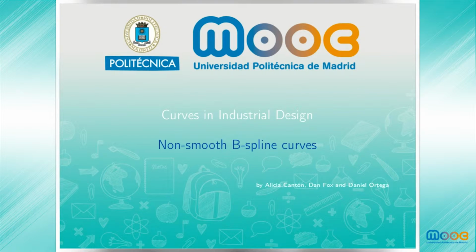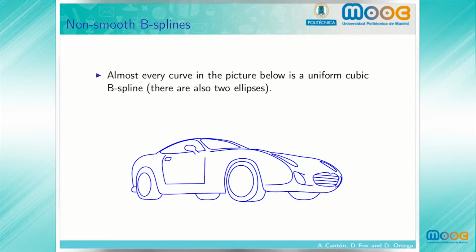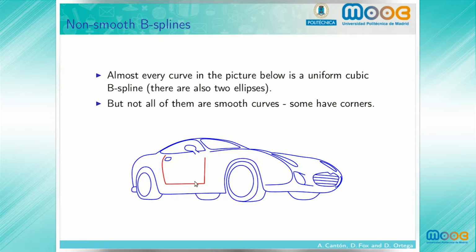Industrial design, non-smooth B-spline curves. Almost every curve in the picture below is a uniform cubic B-spline. In fact, all of them are cubic B-splines except for two ellipses. But not all of them are smooth curves. Some have corners. For example, the curve used to represent the door of the car has a corner here.